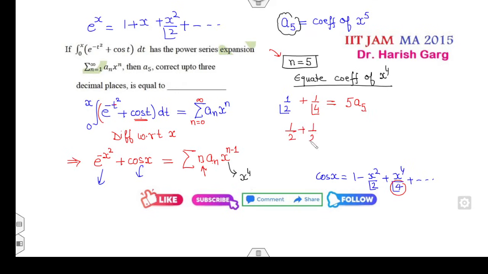It's 1 over 2 plus 1 over 24, which is equal to 5a5. So 24 is the LCM, 13 divided by 24 is 5a5. Answer is 13 divided by 120, which is the right answer of the problem. You can divide them up to 3 decimal places and get the right answer.